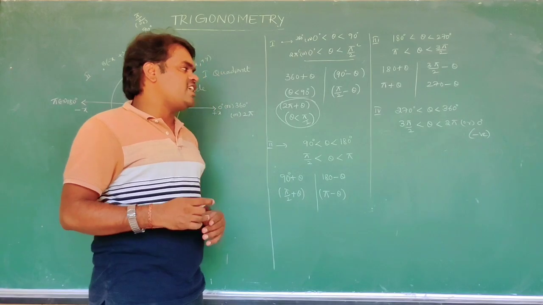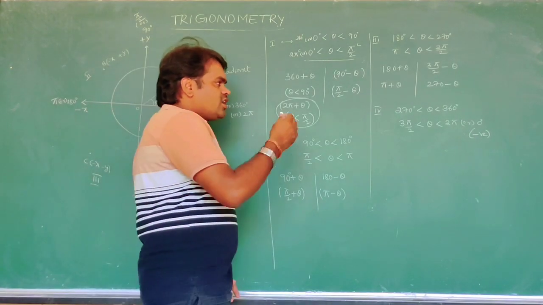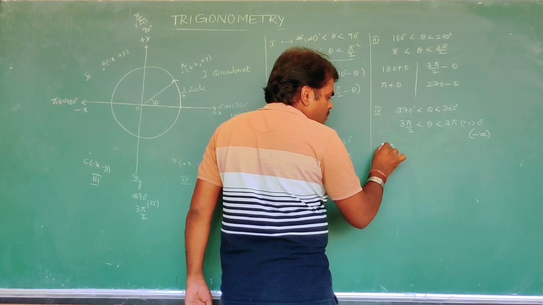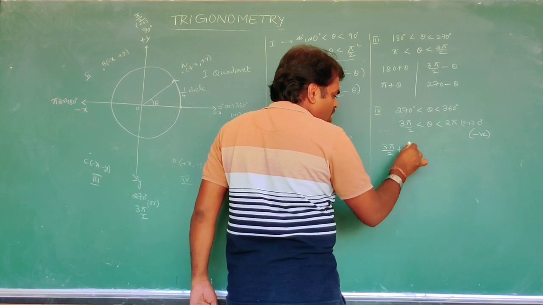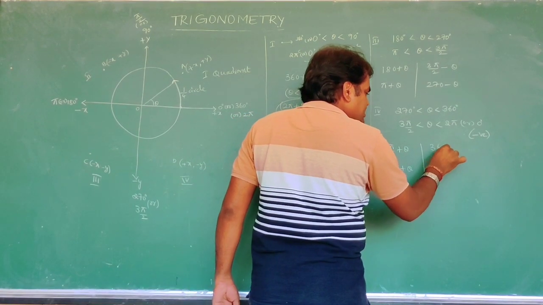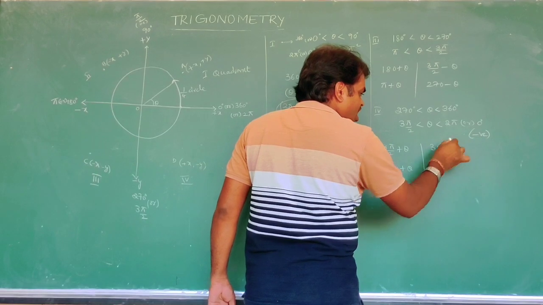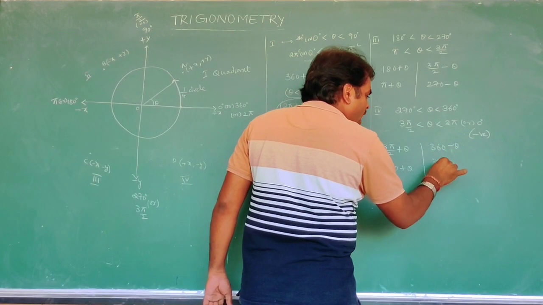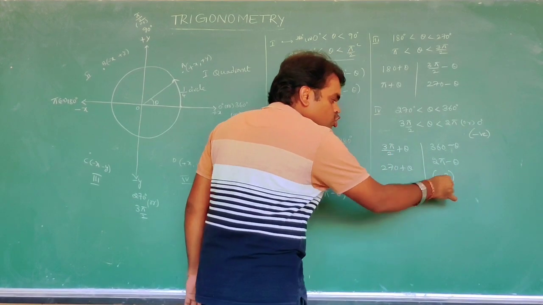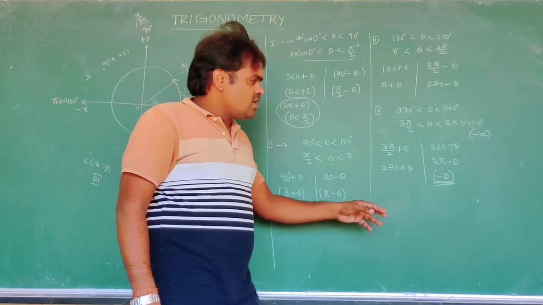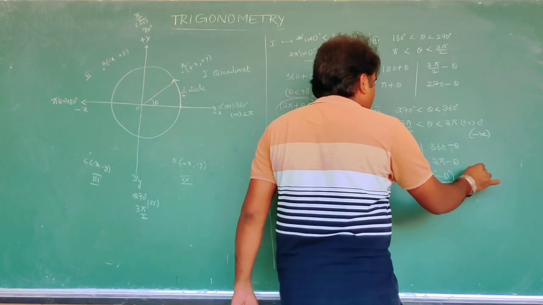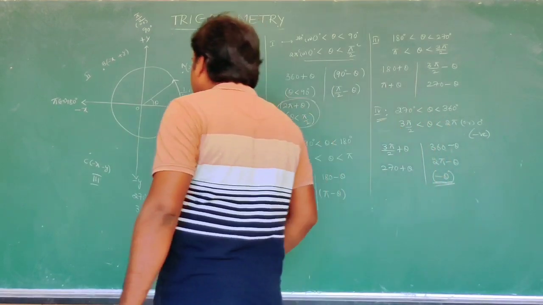3 pi by 2 is less than theta is less than 2 pi. That means 3 pi by 2 plus theta, or 270 plus theta, or 360 minus theta, or 2 pi minus theta, or minus theta, belongs to the fourth quadrant. Minus theta belongs to the fourth quadrant.